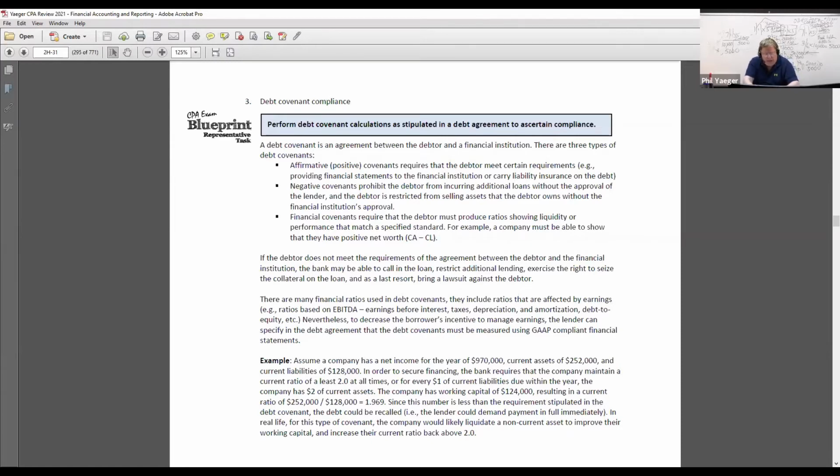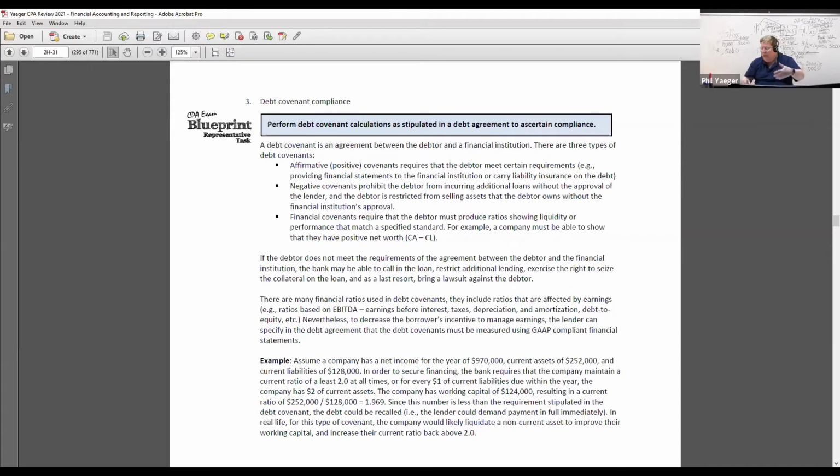Now, there are many financial ratios used in debt covenants. They include ratios that are affected by earnings, ratios based on earnings before interest and taxes, and depreciation and amortization, and debt to equity. Nevertheless, to decrease the borrower's incentive to manage earnings, the lender can specify in the debt agreement that the debt covenants must be measured using GAAP compliant financial statements.